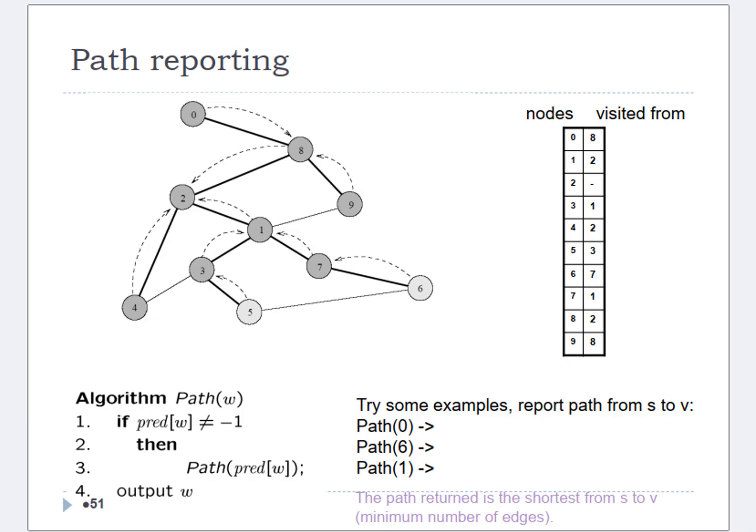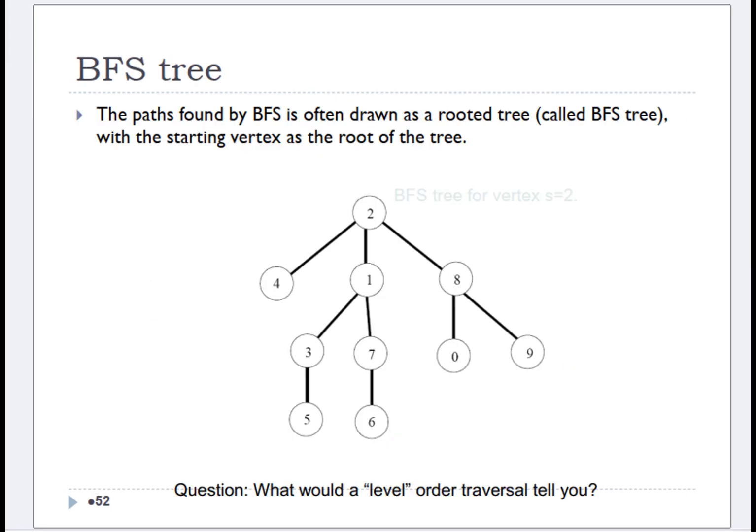Path 0, path 6, path 1. The path returned is the shortest from S to V, with the minimum number of edges. BFS tree: the paths found by BFS are often drawn as a rooted tree, called a BFS tree, with the starting vertex as the root of the tree.